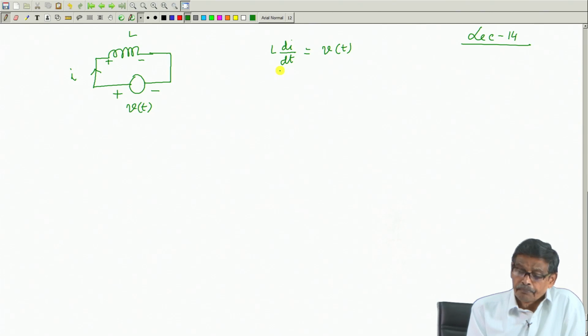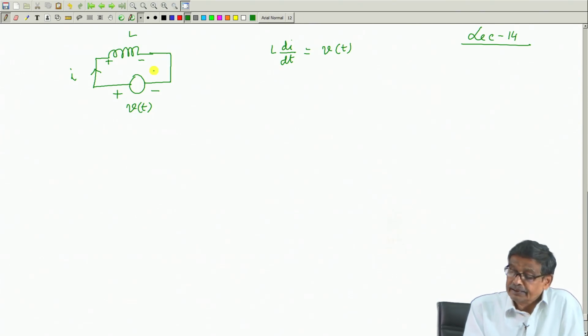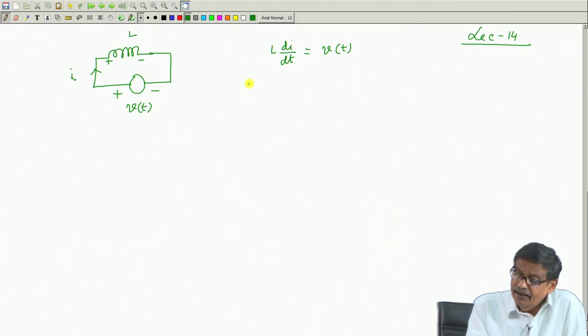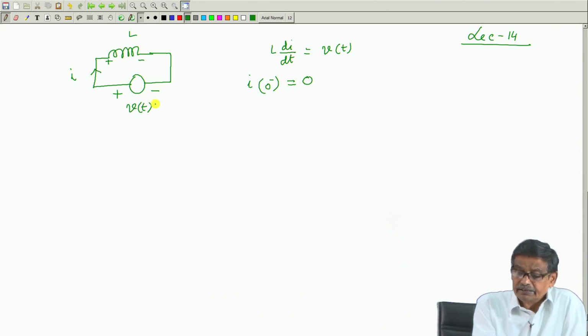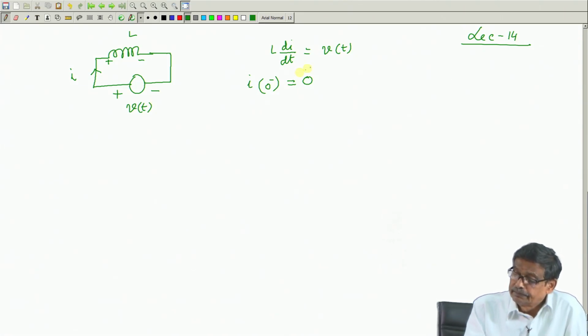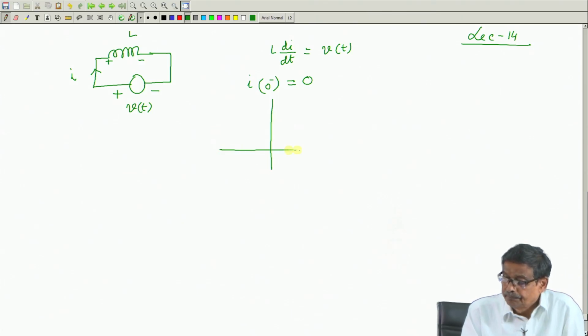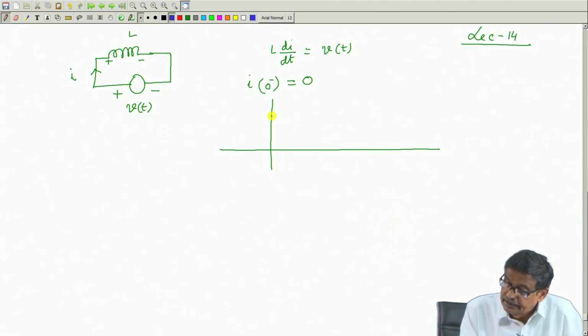As you can easily see, L dI/dt is equal to the supply voltage V t. Now, suppose I say that I(0-) was equal to 0. When I connected this V t across L, previous to that there was no current in the inductor. If that be the case, what will be the nature of the current if I apply, say, a voltage like this?